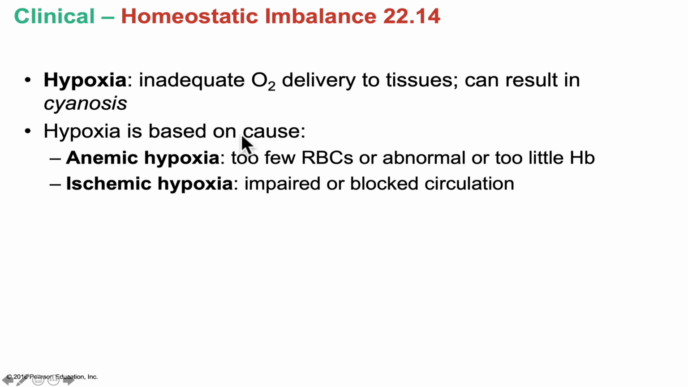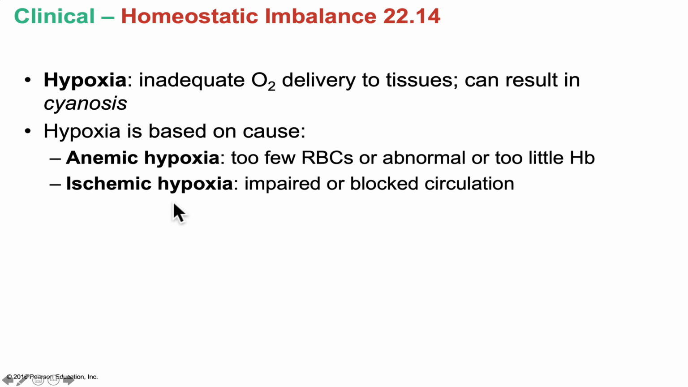Hypoxia could occur for many reasons, but some of the most common ones start with anemic hypoxia. Anemic hypoxia comes from anemia. There are not enough healthy red blood cells, or sometimes there's not enough hemoglobin. It could be abnormal or too little hemoglobin. This results in anemic hypoxia.